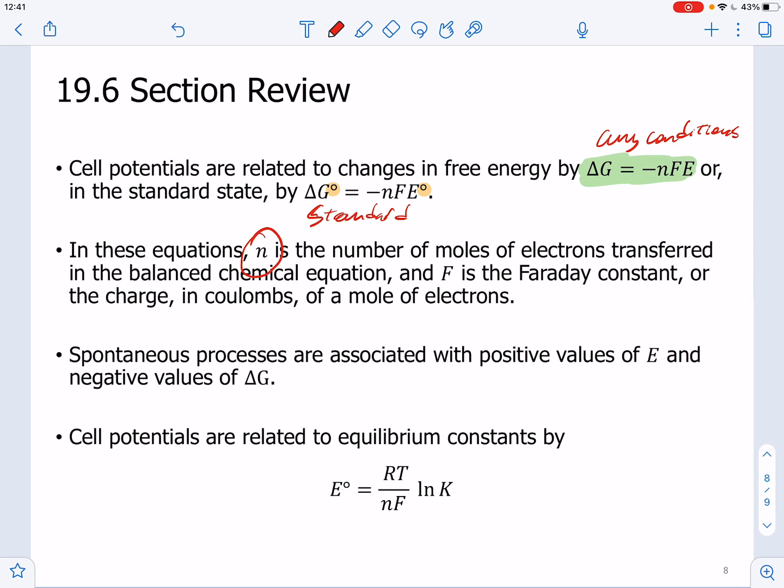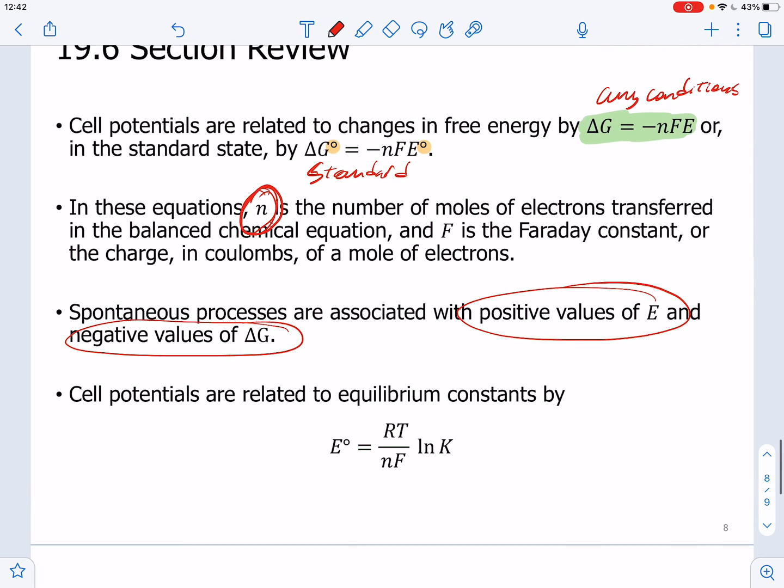Very important, in order to be able to calculate delta G from electrical potentials, you need to determine the number of electrons being transferred, and for that it's really important that you are able to determine the half reactions, how many electrons are transferred in each half reaction, and then balance that number of electrons. That n, the number of electrons that you use in that equation, is the balanced number of electrons transferred between the oxidation and the reduction reaction. As we saw before, positive values of electrical potentials are associated with spontaneous processes in pretty much the same way that negative values of delta G represent spontaneous processes.